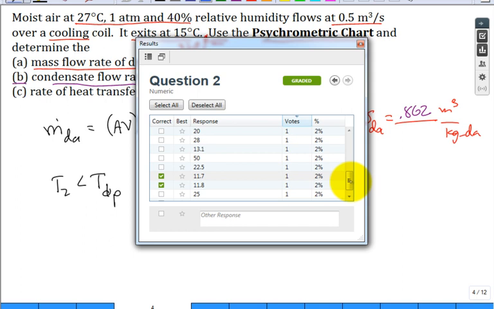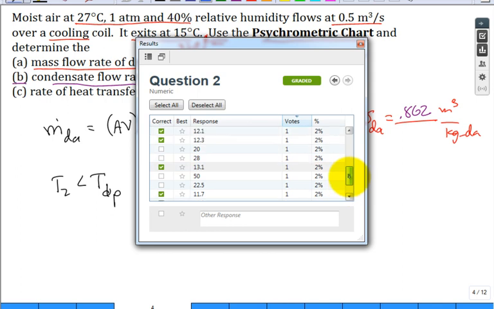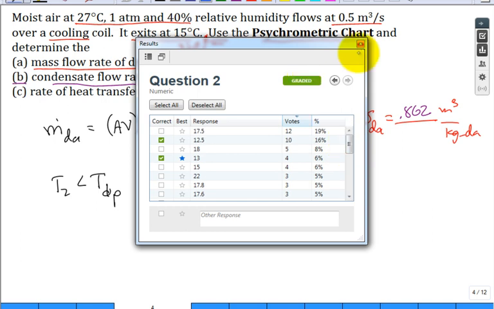All right, let's see. 12.2, 13.1. You can tell maybe I should limit it to two significant digits, and then that way it's easier to grade. All right, we're done.